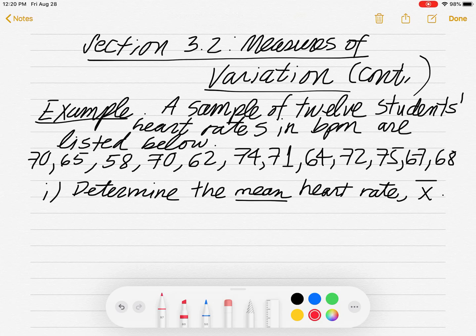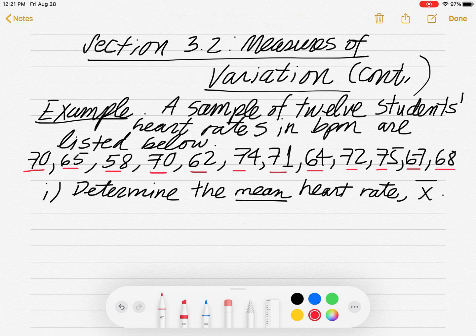So we're back, still looking at measures of variation. Remember, variation is measuring how spread out your data is. So in this problem, we have a sample of 12 students. Heart rates in beats per minute, BPM is beats per minute, are listed below. There should be 12: 1, 2, 3, 4, 5, 6, 7, 8, 9, 10, 11, 12.